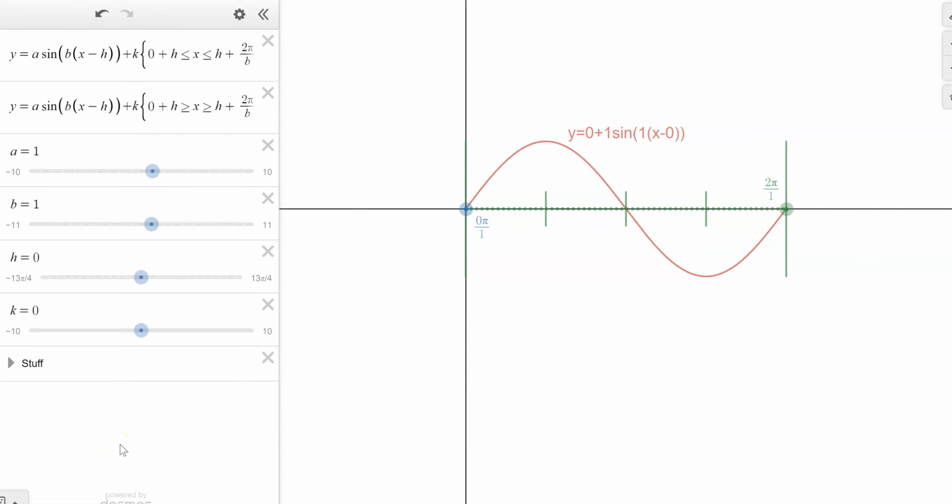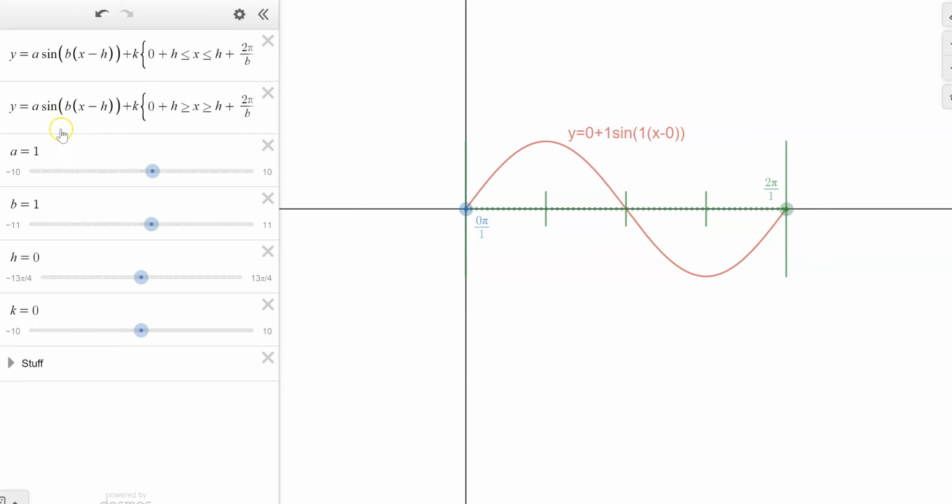So this video is a review of graphing sine and cosine functions. We're going to put everything together now. So we have four letters, A, B, H, and K. Our Y and our X are our coordinates. And so these four letters will modify our sine function and our cosine function.